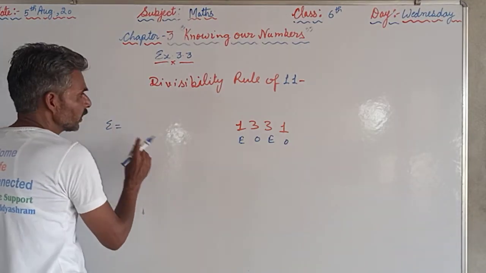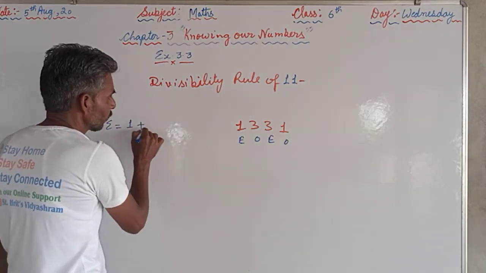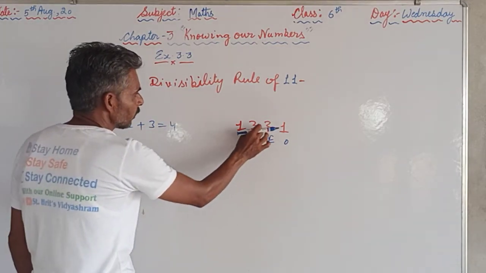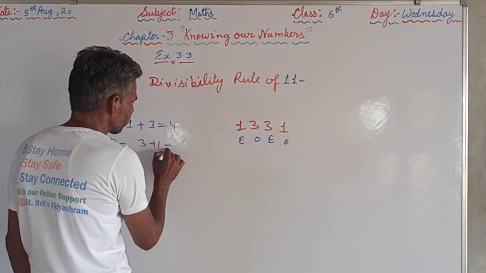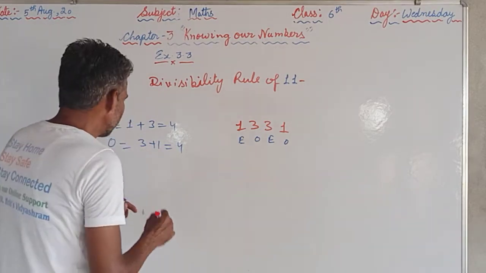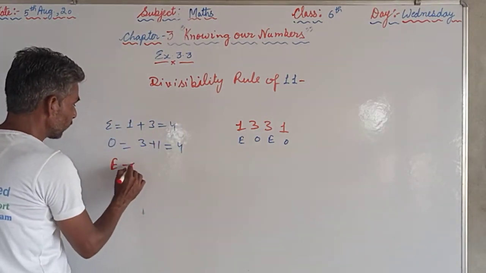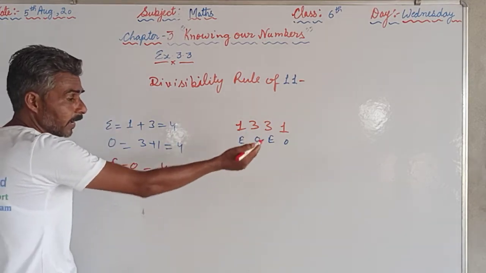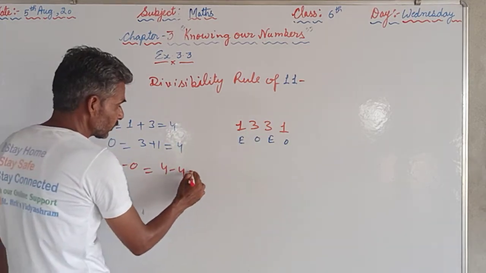So at the even places, 1 plus 3, that is 4. At the odd places, 3 plus 1 is equal to 4. Then we will subtract even minus odd, that is 4 minus 4. The sum of the digits we got, we subtract them, that is 0.